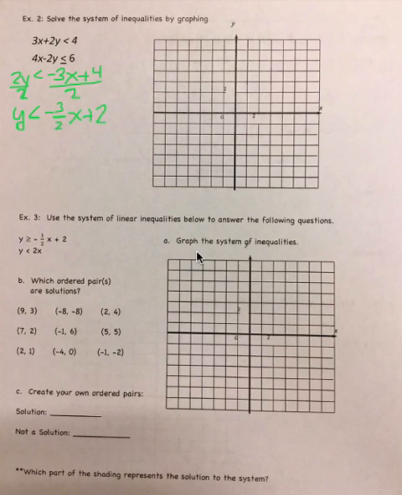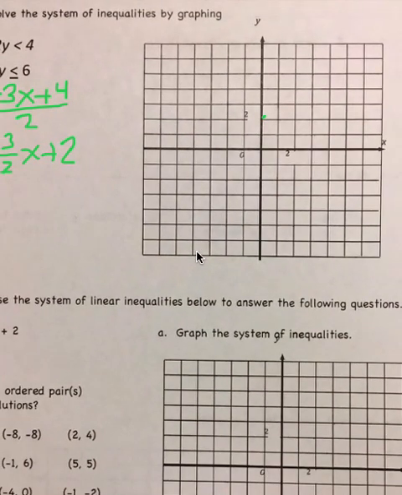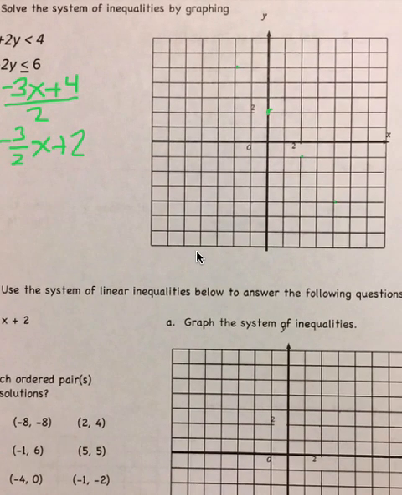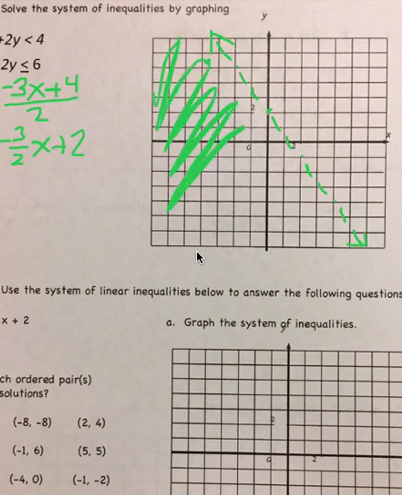So I'm going to graph that first. My y-intercept is at 2. That's where I start my graph, and my slope is down 3 and to the right 2. Down 3 and to the right 2. And it is less than, so that means it's going to be a dashed or dotted line. And it's less than, so we would shade below it.